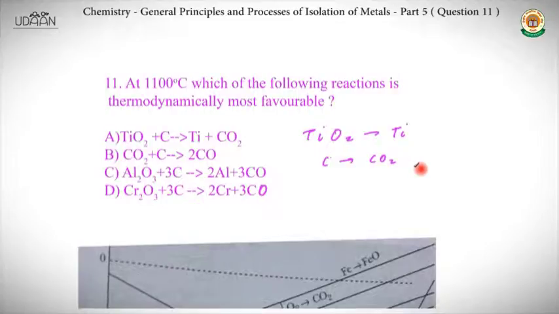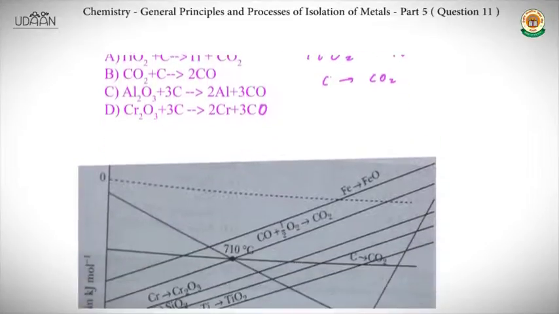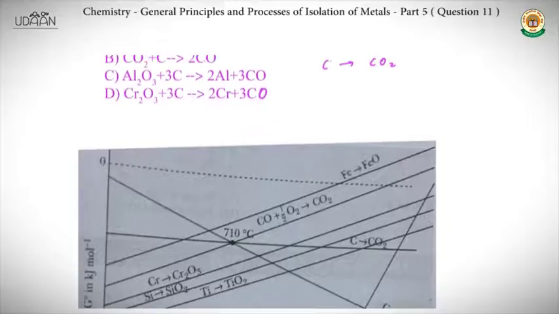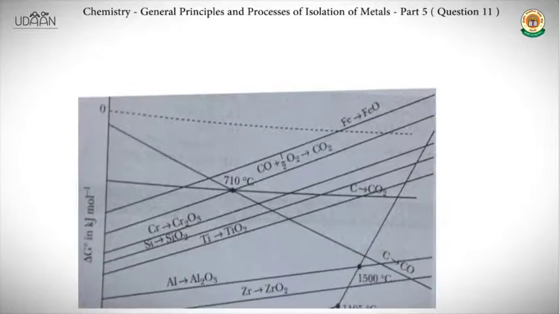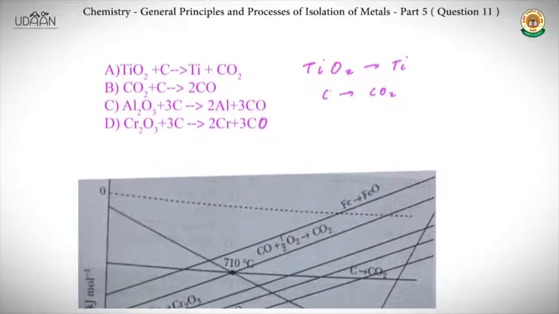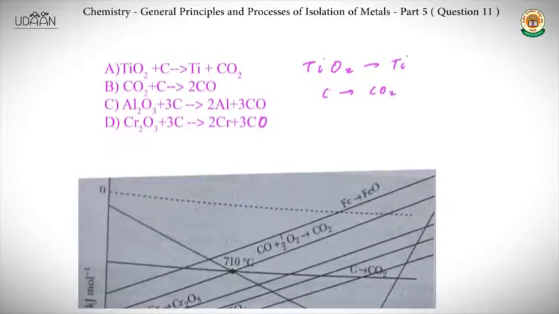Now if we look at the Ellingham diagram, we need to analyze the feasibility of this. So we would add up the two reactions' delta G and find a net delta G. That is what decides the feasibility of the final reaction. Actually, first we'll analyze TiO2 to Ti.